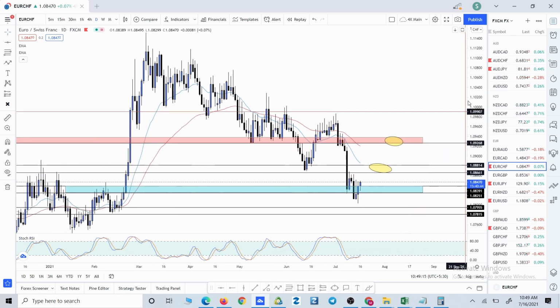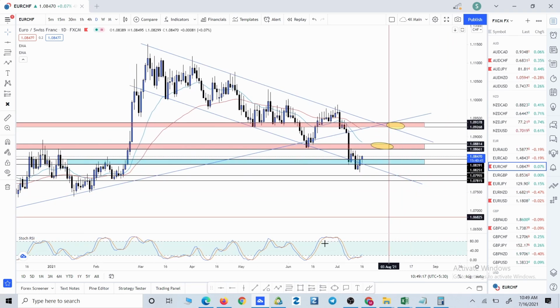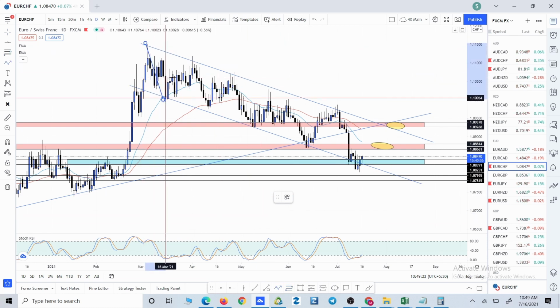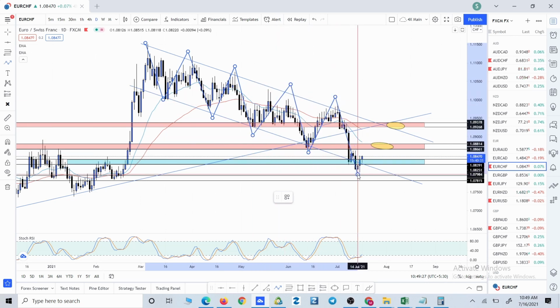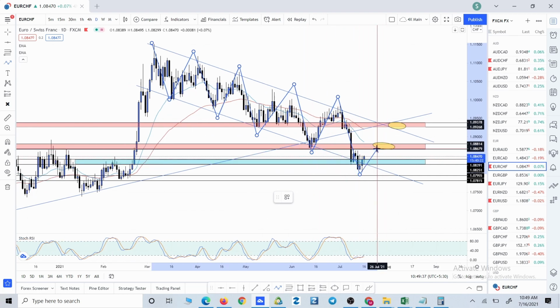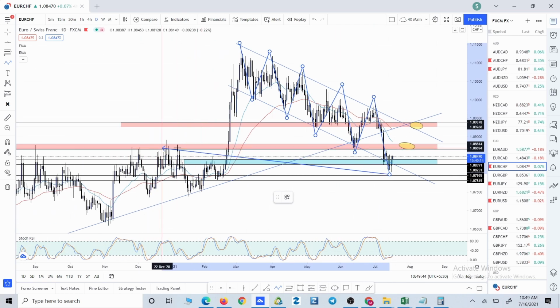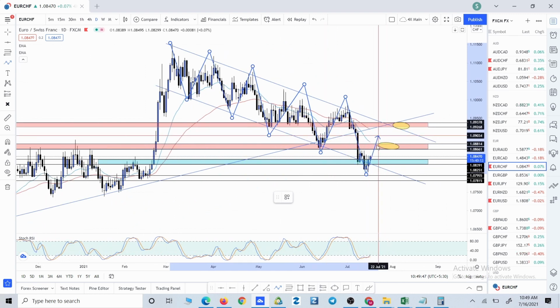For the EURCHF as well, if we start from here, we have the high, low, lower high, lower low, lower high, lower low, lower high, lower low, lower high, lower low. Here the price broke and closed below the previous low. Now what are we waiting for? We are waiting for the price to retrace back either to this zone or this zone. Both are strong resistance zones with multiple confluences. As you can see, both are strong zones retested multiple times, so they are quite strong resistance zones.